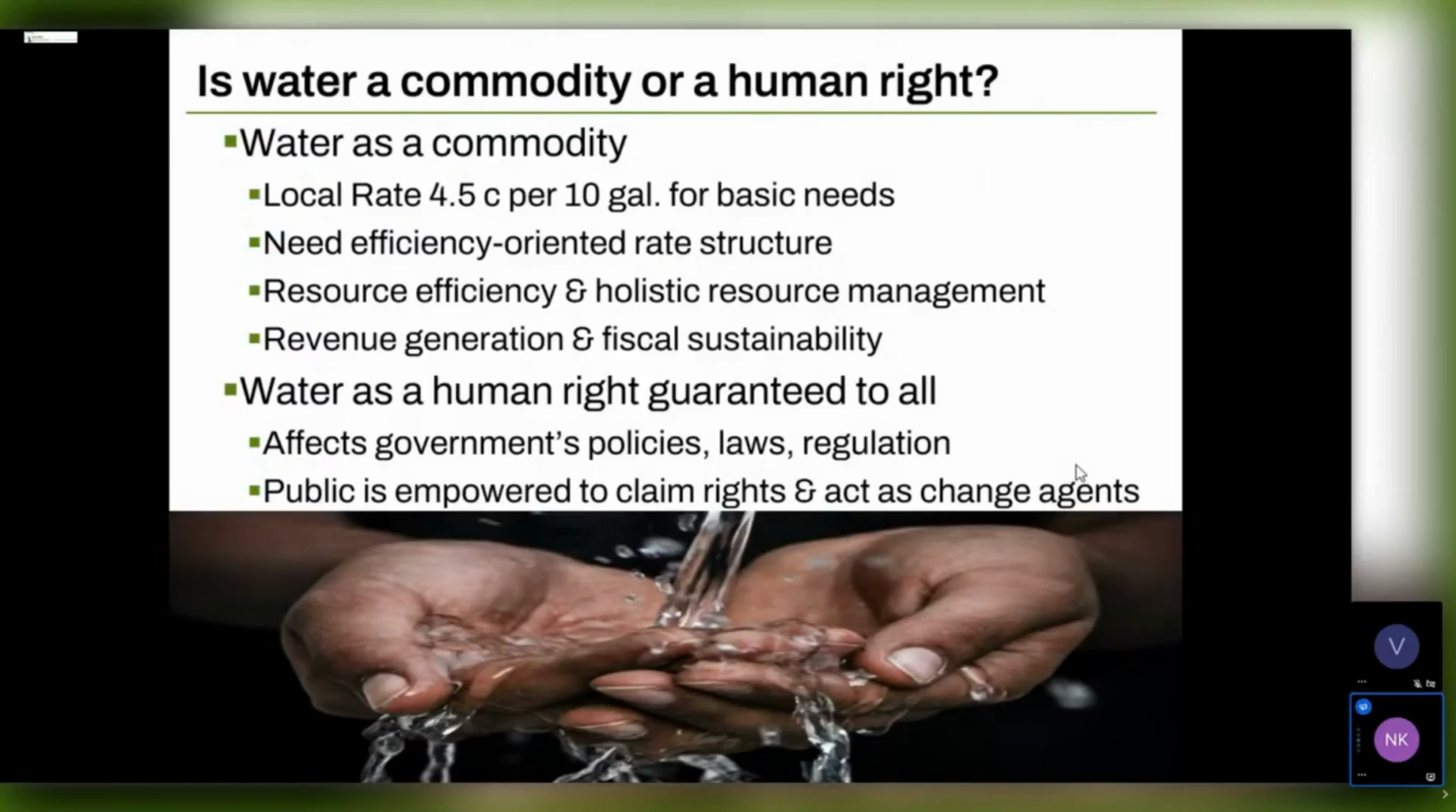If it is a human right, then two things happen. First, it affects the government obligations, laws, regulations, and policies about the provision of safe water. And second, it affects how the public acts. Saying it is a human right empowers the public to act to get the government to fulfill their obligations, to provide water, and to act as change agents.